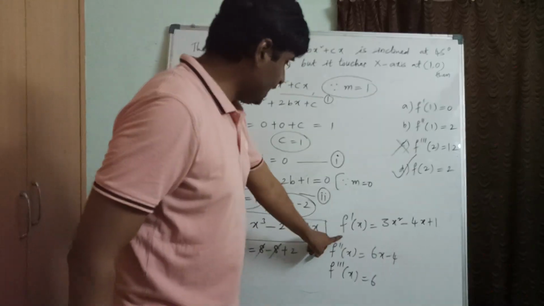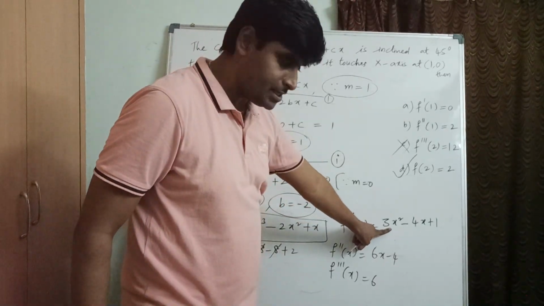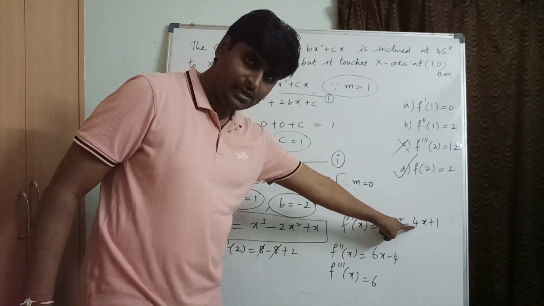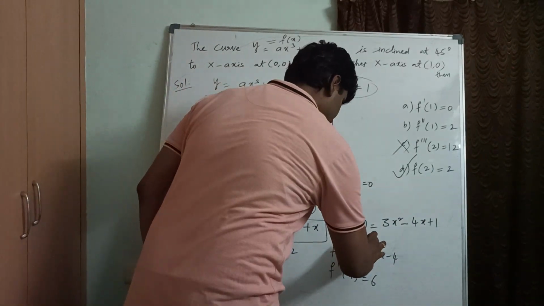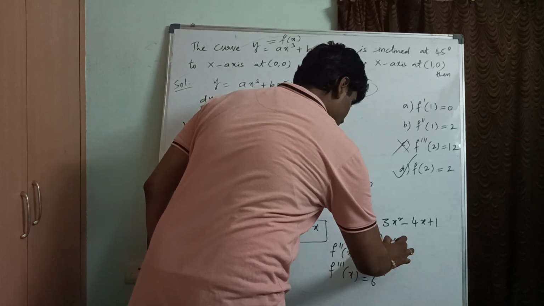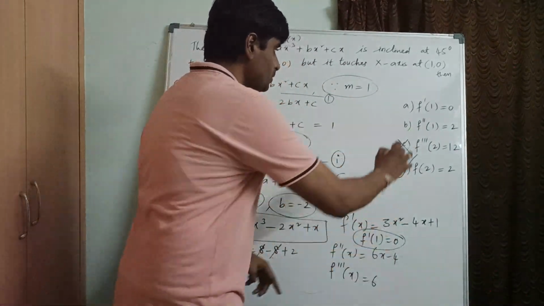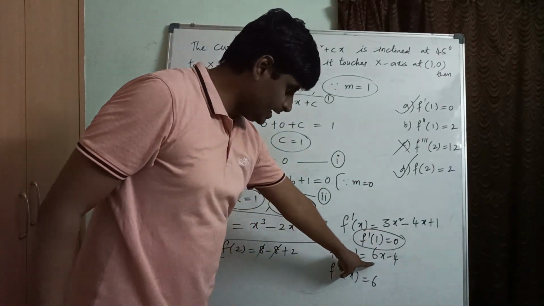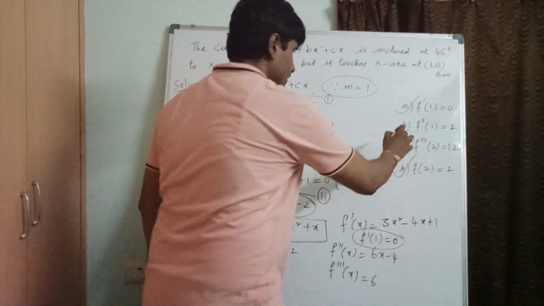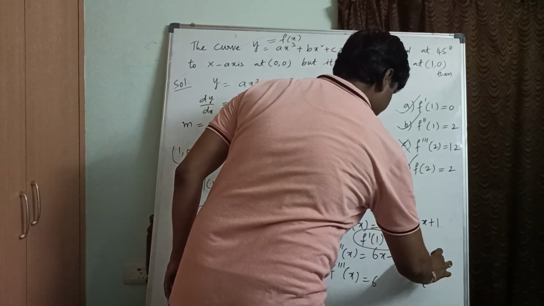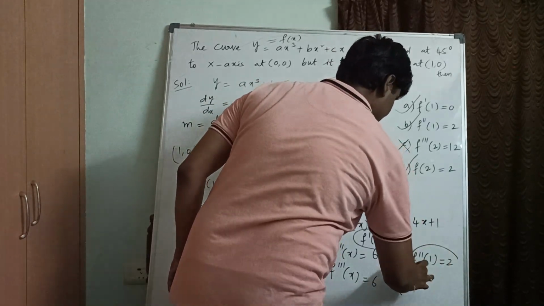Now f dash of 1 is 0. If you substitute 1 here, will you get 0? 3 minus 4 plus 1. Yes, f dash of 1 is 0. Correct. Now f double dash of 1 is 2. If you substitute 1 here, 6 minus 4, 2. Correct. So finally, options A, B, D are correct.